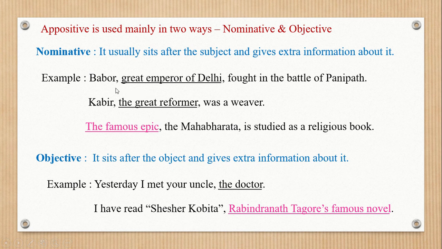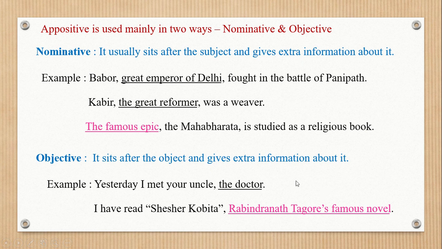And you should be careful about using commas while writing appositive. That is, if the appositive is used in the middle of a sentence, then two commas will be used at the beginning and also at the end. But if it is at the first of the sentence, then one comma will be used. That is, after writing the appositive, a comma will be used. And if it is used at the last of the sentence, then before the appositive, a comma will be used, and at the end, of course, there will be a full stop.